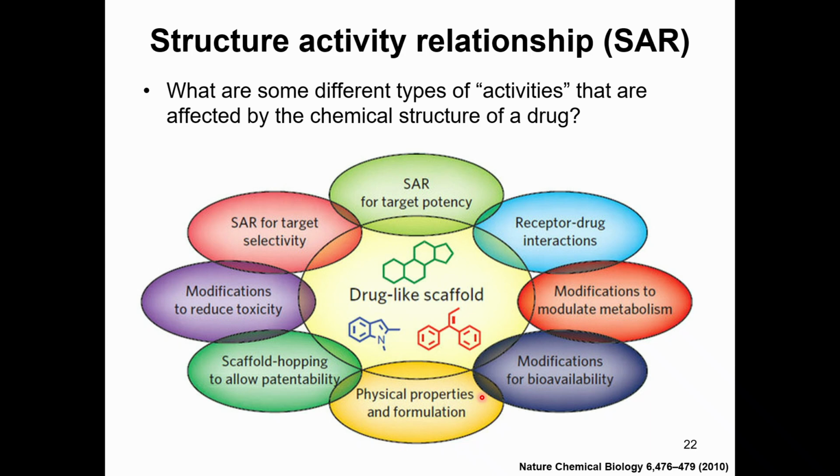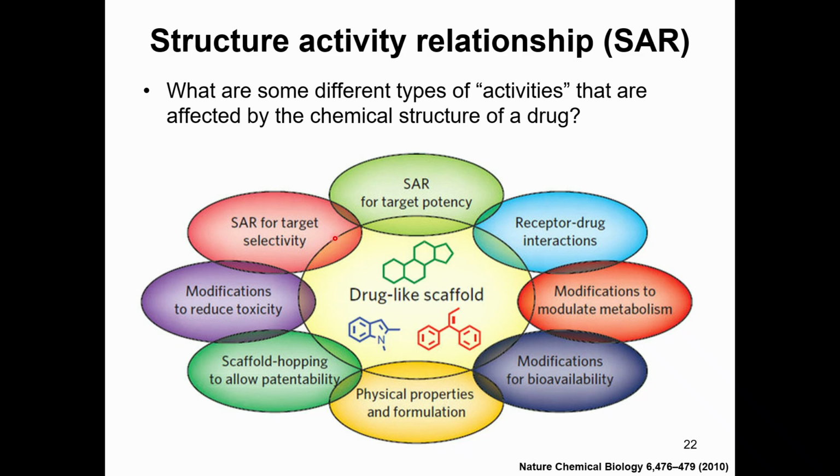So the structure of the drug can affect all sorts of stuff. So, here's kind of a cartoon of drugs. A drug-like scaffold is a chemical structure that could be modified and played around with by a pharmaceutical company, for instance, to try to change its activity. What would changing the structure of the drug subtly do? Well, it might affect the affinity for a target interaction. It could affect the receptor-drug interaction, obviously, which is kind of similar.